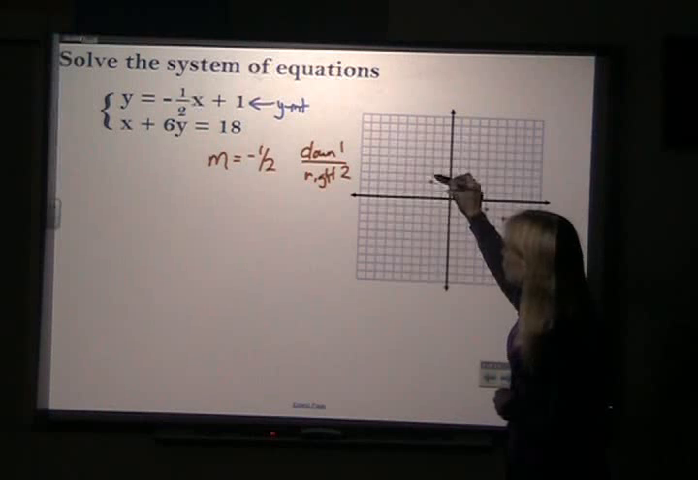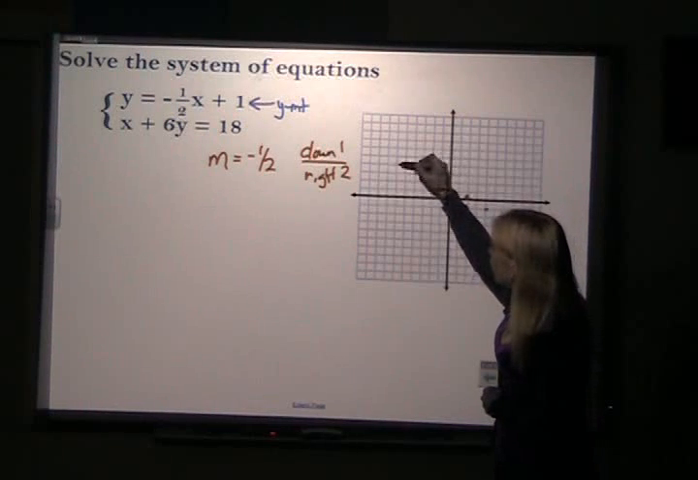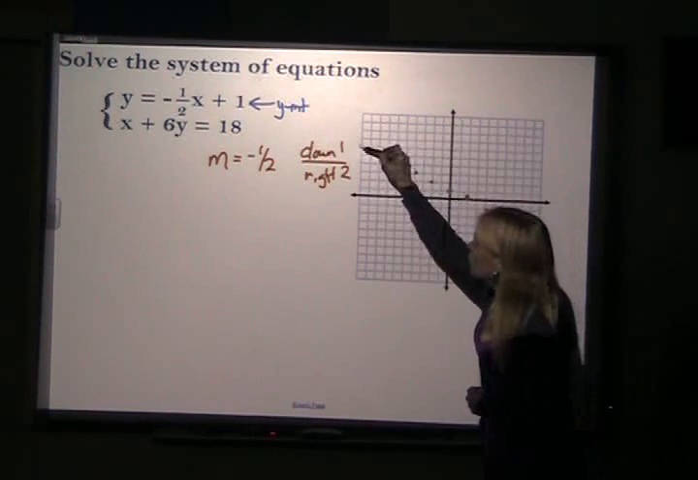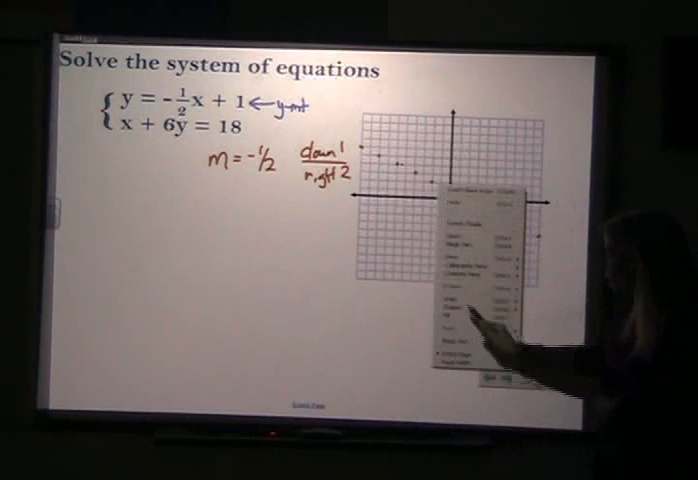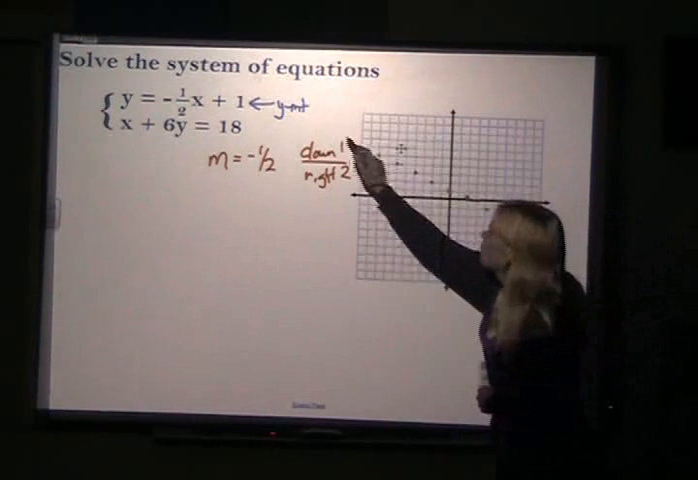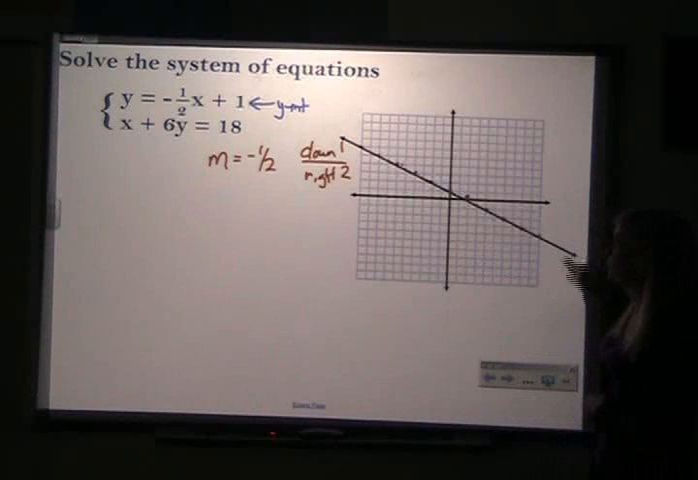So up 1 and over 2 is also the other direction that I can go. Now I know exactly where all those points are. I would grab my ruler and I would draw my line.